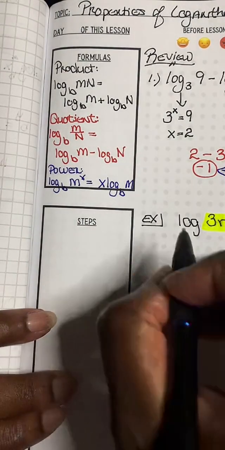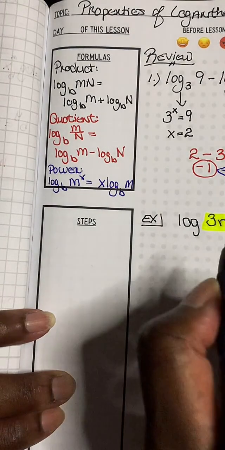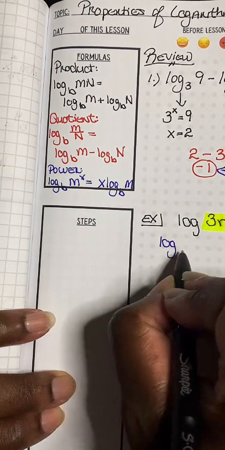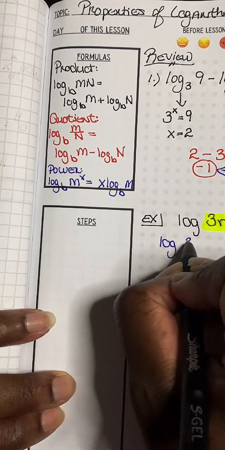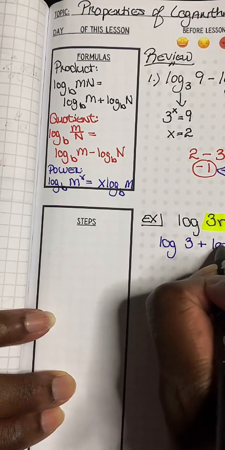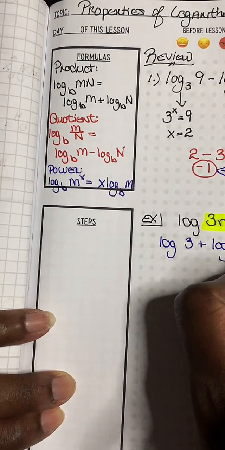Do my blue. So first I'm going to split them up into their own logs. So we have our log base of 10 with 3 plus log base of 10 with r to the 4th.